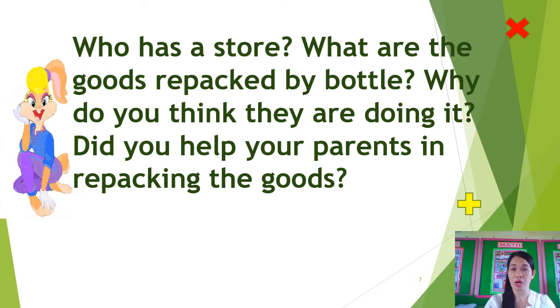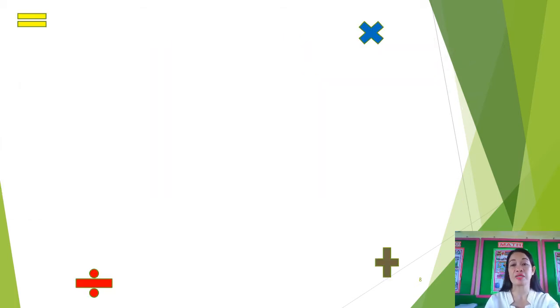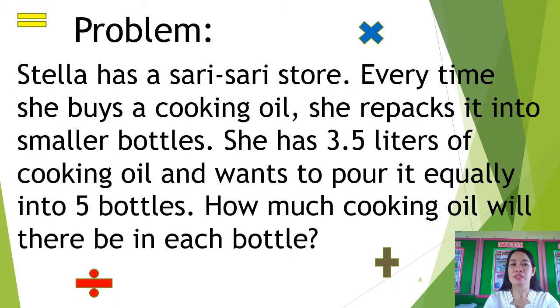Who has a store? What are the goods repacked by bottle? Why do you think they are doing it? Did you help your parents in repacking the goods? I have a friend. Her name is Stella. Stella has a problem. Stella has a sari-sari store. Every time she buys a cooking oil, she repacks it into smaller bottles. She has 3.5 liters of cooking oil and wants to pour it equally into 5 bottles. How much cooking oil will there be in each bottle?